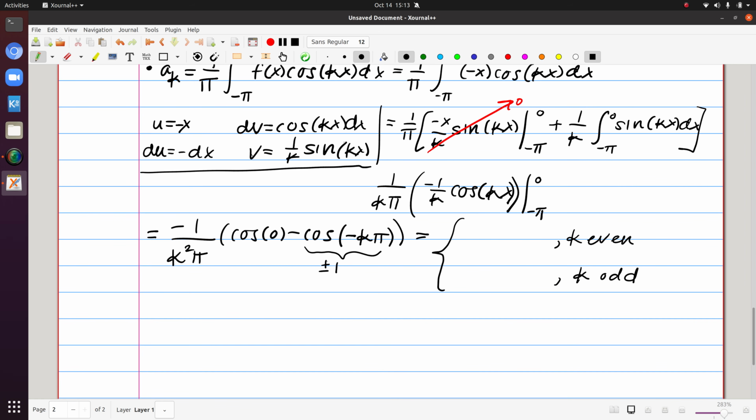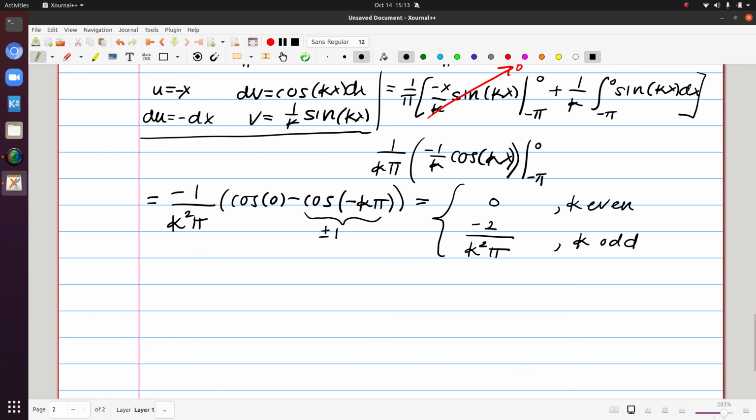So when k is even, we happen to yet again get that cosine of 0 equals cosine of minus k pi, so the difference is 0. And when k is odd, the parentheses would give me 1 minus a negative 1, so 2, and multiplying that by what's out front, we would get minus 2 over k squared pi.